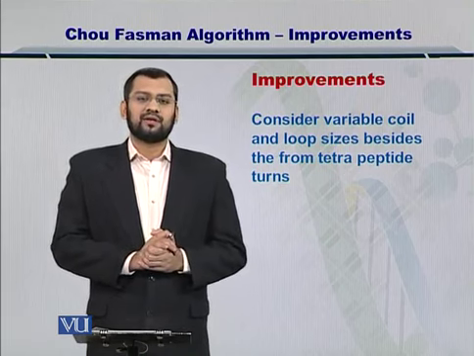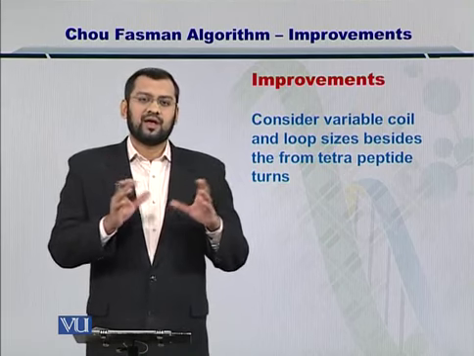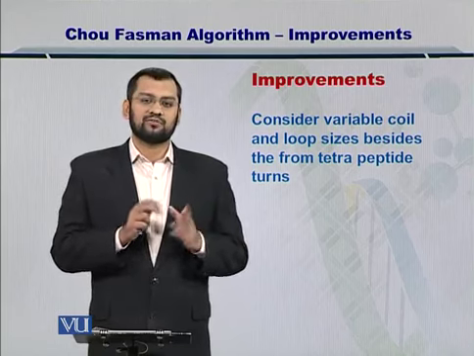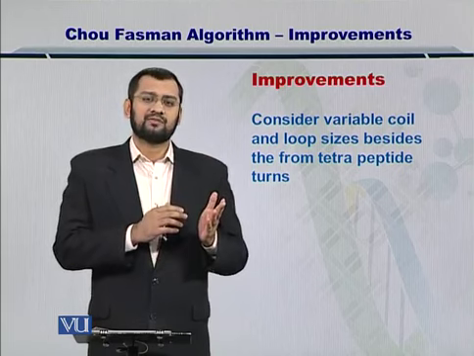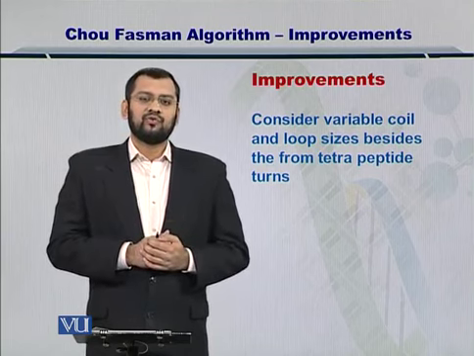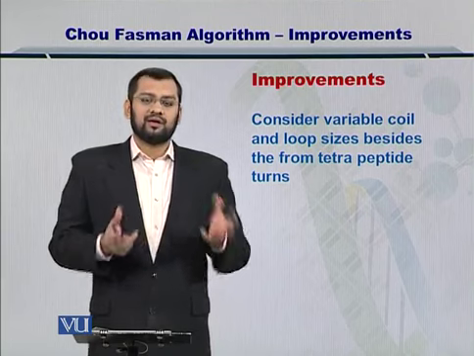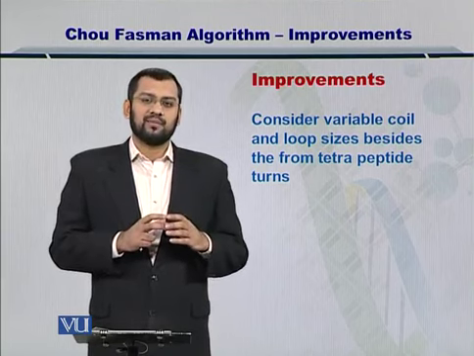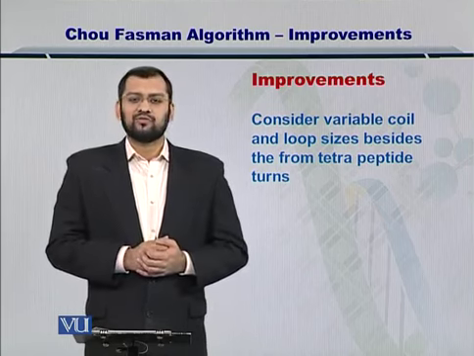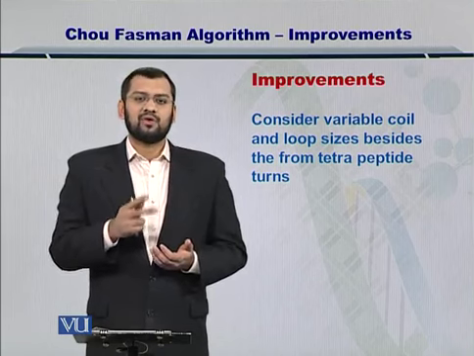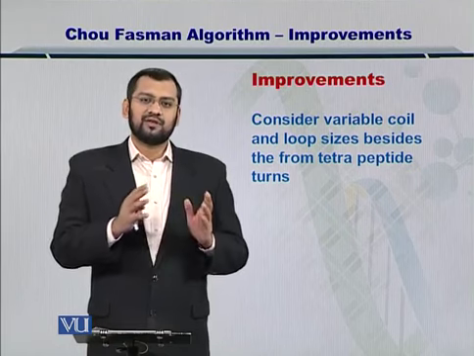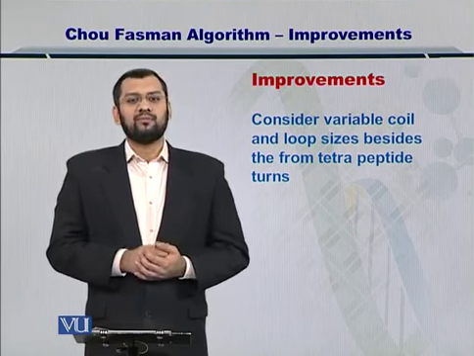Next is the point that for the beta turns and their prediction, we only consider 4 neighbors from a residue in the Chow-Fasman algorithm, that is Fj plus 1, Fj plus 2, Fj plus 3 besides Fj. So using these tetrapeptides, we compute the propensity for forming a beta turn. But as you know, the loops can have a variable size. So if the loops have variable sizes, then we cannot rely on just 4 amino acids, and it may be useful to consider variable size loops to form these structures.